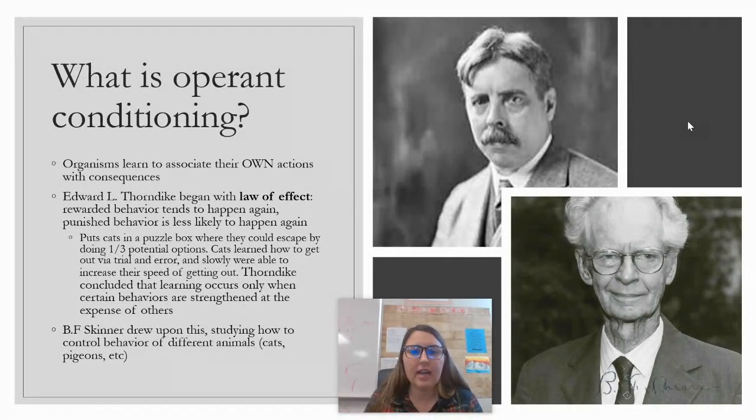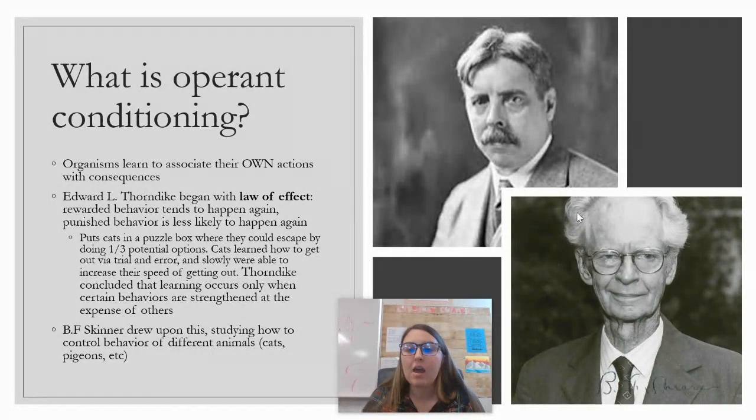So Thorndike basically said that this demonstrates the law of effect, which means rewarded behavior tends to happen again. In the cat puzzle box situation, reward is getting out. So by getting out, those cats are more likely to demonstrate that behavior again. Punished behavior is less likely to happen again. Okay? So Thorndike concluded that learning only occurs when certain behaviors are strengthened. So the cat maybe had to press the lever rather than scratch at the wall, so at the expense of other behaviors.